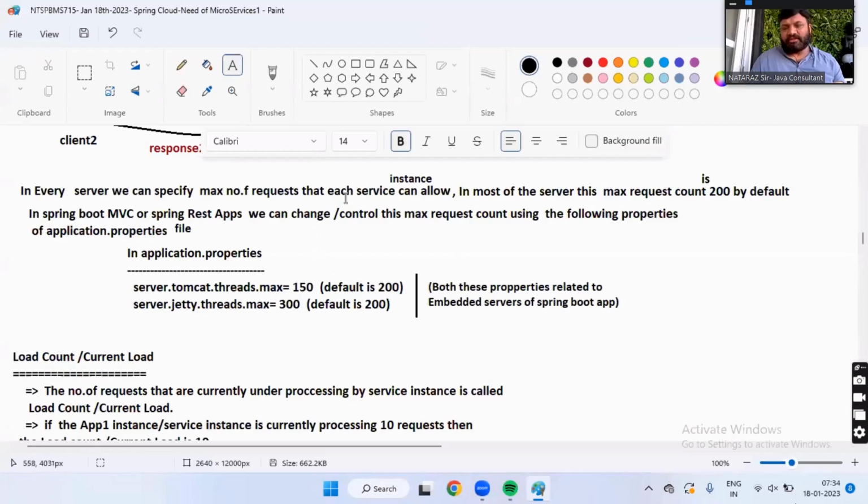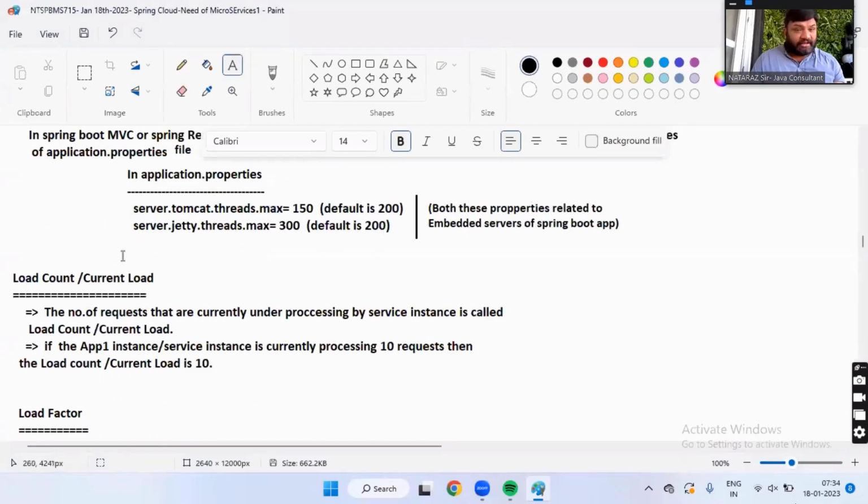Can you read the statements also, please? In every server, we can specify the max number of requests that each service instance can allow. In most servers, this max request count is 200 by default.